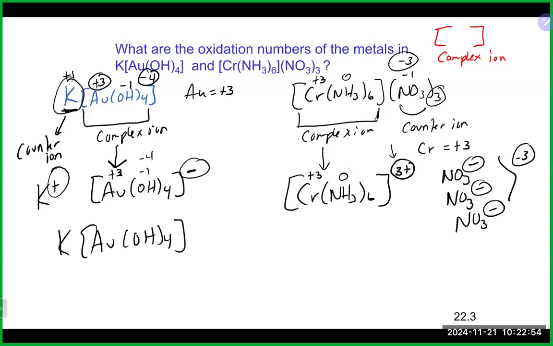So these two are really good examples of what we were talking about at the very beginning, that you could have a complex ion that's negative and a counter ion that's positive to balance it out. Or in the second case here, you could actually have a positive complex ion and a negative counter ion to balance it out. Any questions on any of that there? Okay.